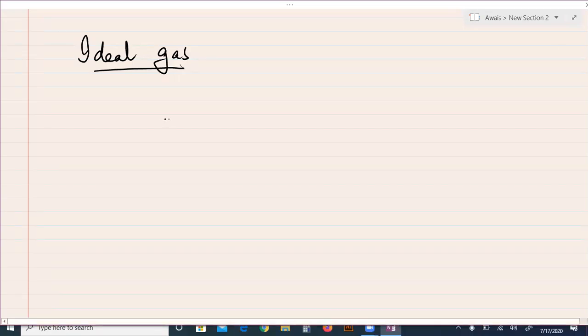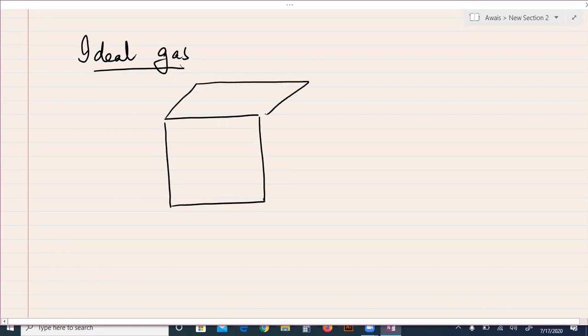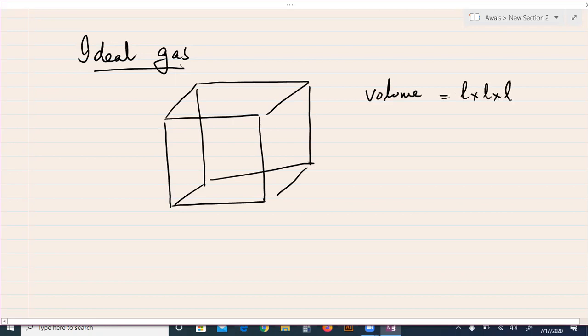Now suppose this is a container. It is in the shape of a cube. Its volume is length into width into height, meaning L cube. So we can write the volume of the container is L cube. Suppose it contains ideal gas, then the volume of the gas is also L cube.